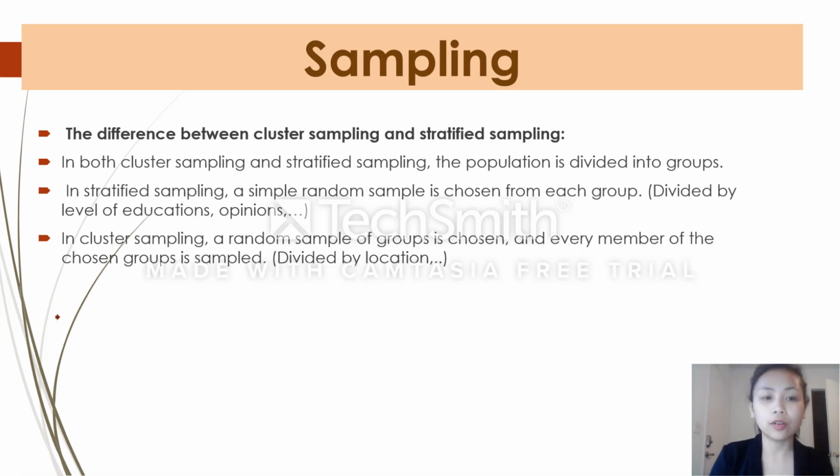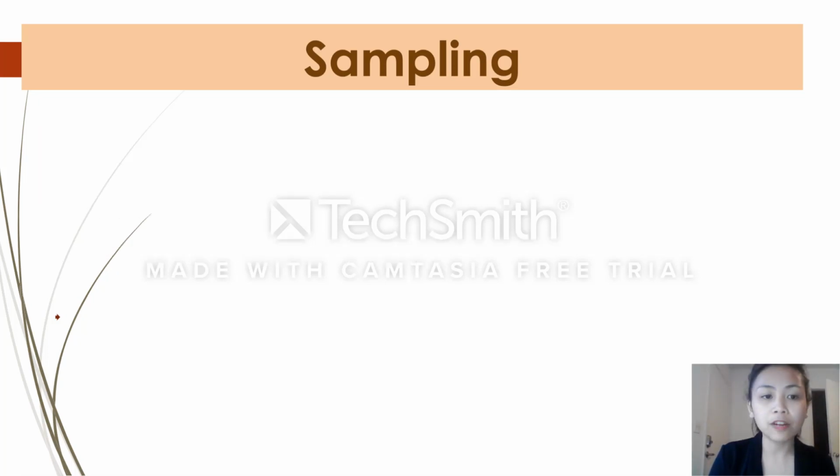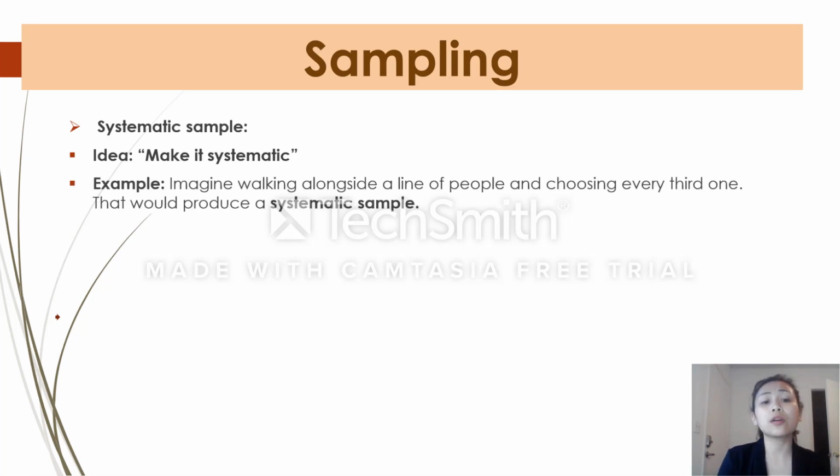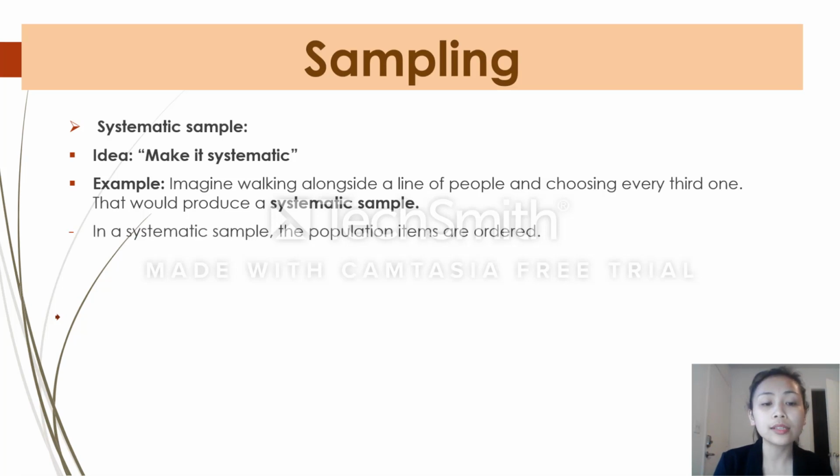Now we go to sampling method number 5, which is systematic sample. The idea of systematic sample is just to make it systematic. For example, imagine walking alongside a line of people and choosing every third one. That would produce a systematic sample. So in a systematic sample, the population items are ordered. This is the difference. The unique thing of systematic sample is that we care about the order.